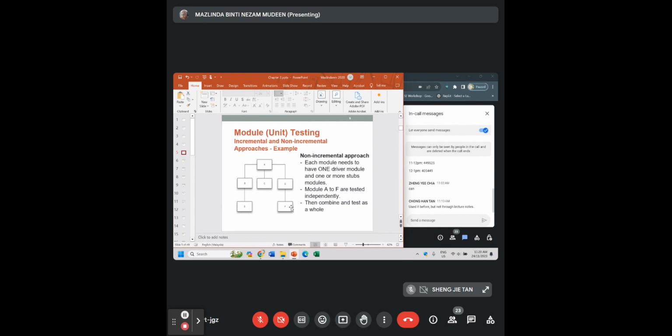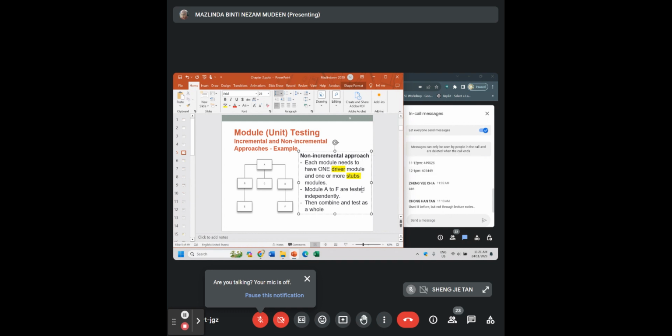Whenever we want to test a module individually, based on the hierarchy, we need to have dummy code to replace the higher level module and also the lower level module for that testing purpose. So compared to the incremental approach, the non-incremental approach will need both the driver and the stub.